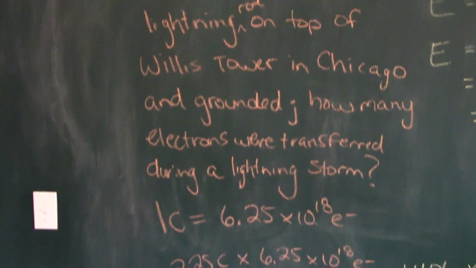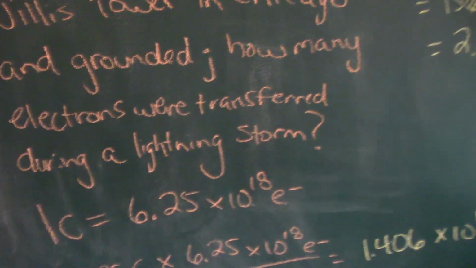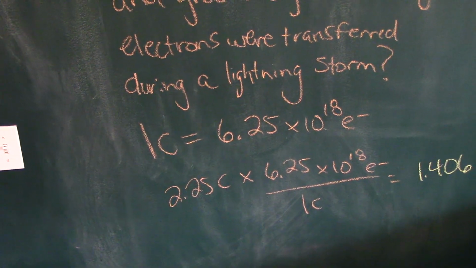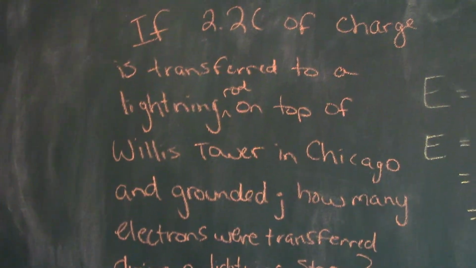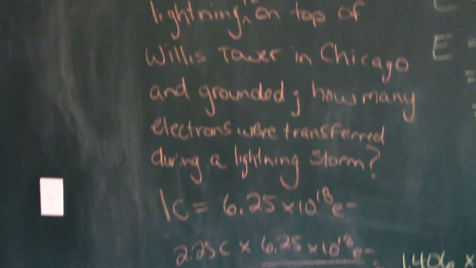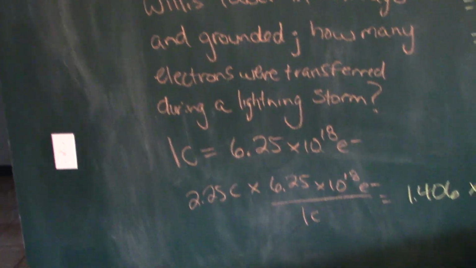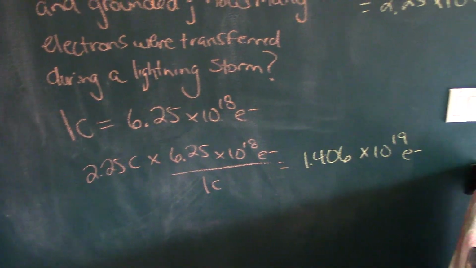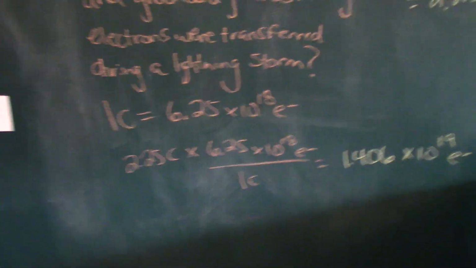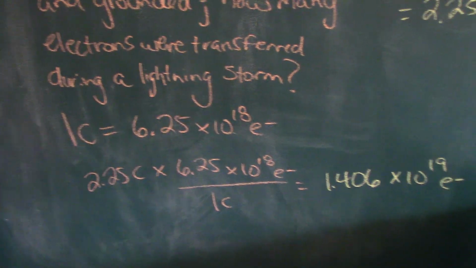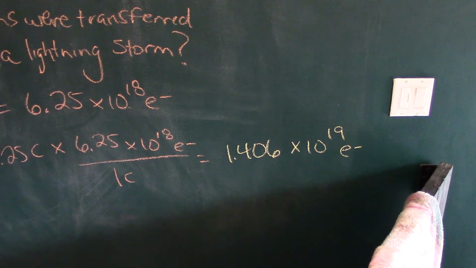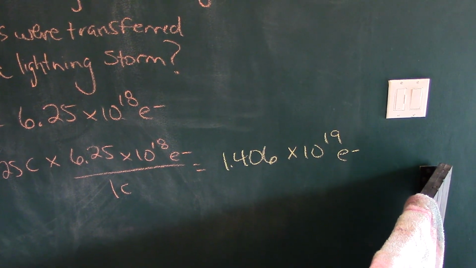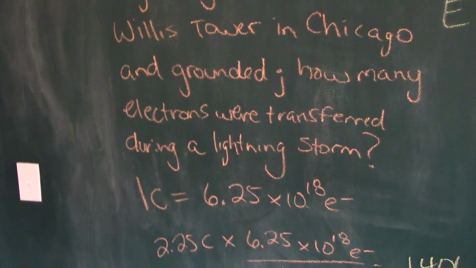So you might see a question like this. You have to be able to convert to electrons or from electrons to coulombs. So this says, if 2.25 coulombs of charge is transferred to a lightning rod on top of Willis Tower in Chicago, used to be the largest building in the world, and grounded, how many electrons were transferred during a lightning storm? So remember this conversion factor, and then you convert units, right? So you cancel out coulombs, do your math, 2.25 times 6.25 times 10 to the 18th electrons. And then we end up with 1.406 times 10 to the 19th electrons transferred during this lightning storm in a lightning rod.